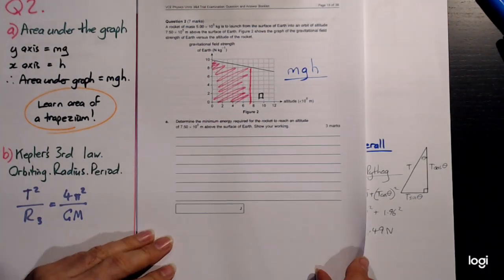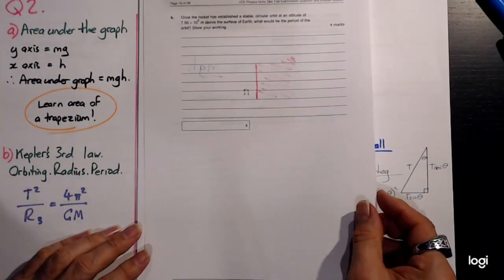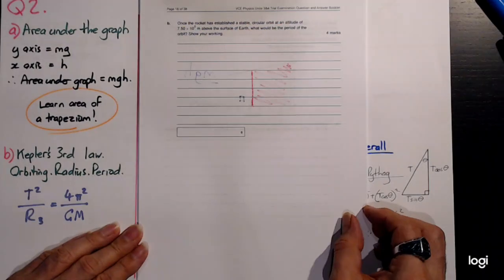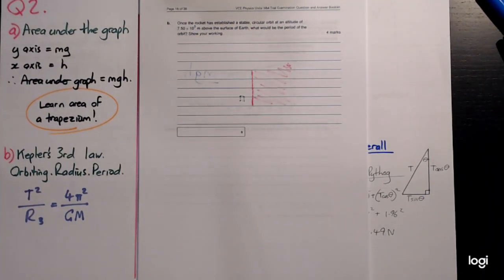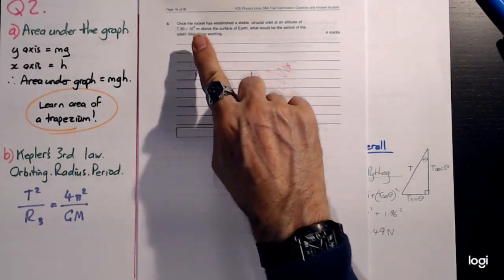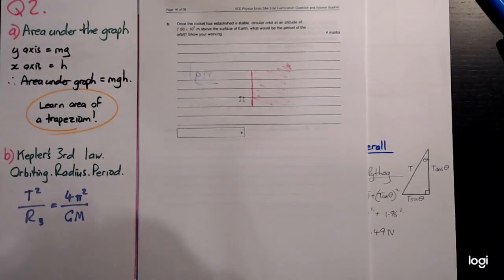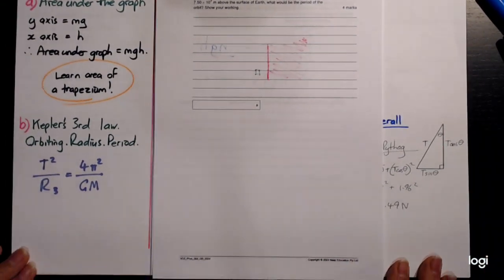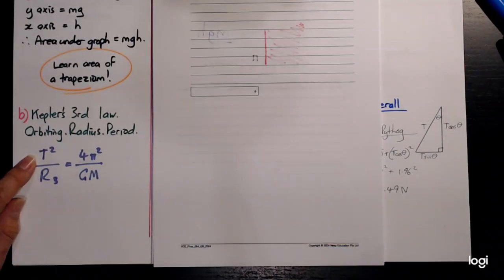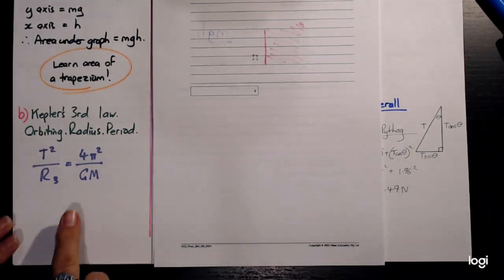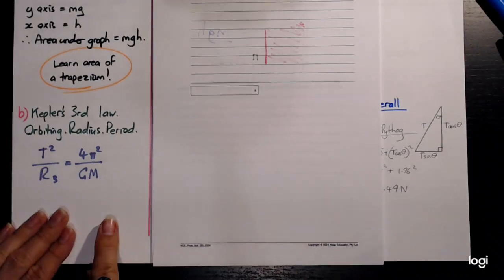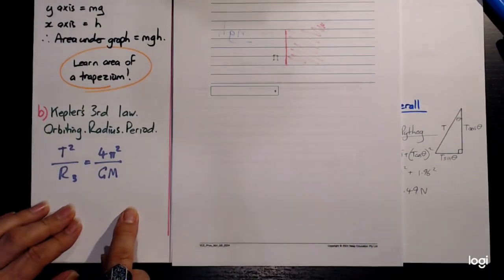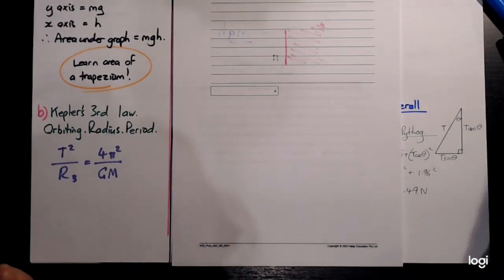Now part B is over the page. I'm just going to turn this for us. All right. Once the rocket has reached a stable circular orbit at an altitude of that, what would the period of the orbit be? Show your working. Okay, whenever you've got a radius and a period of something that's going around something else, you're going to use Kepler's third law. This is the only thing that you've got at your disposal. All right, so they're the keys.